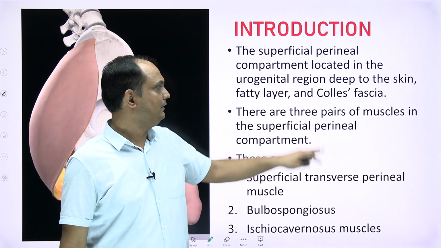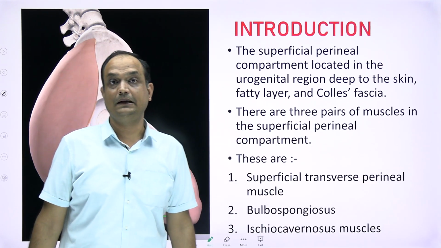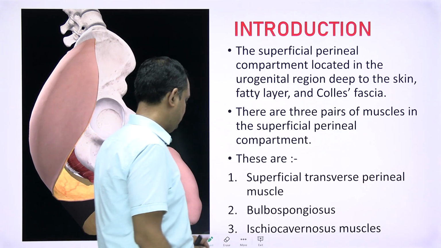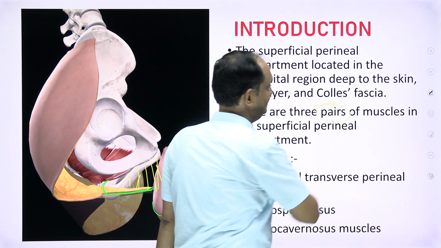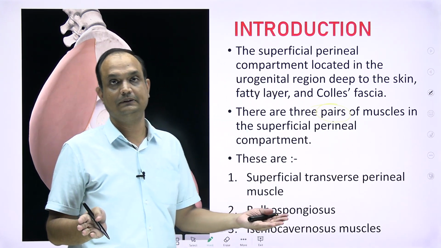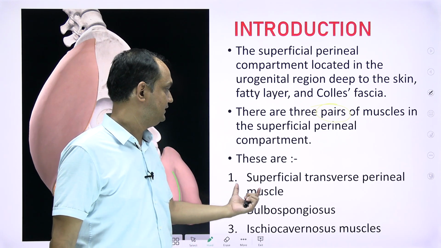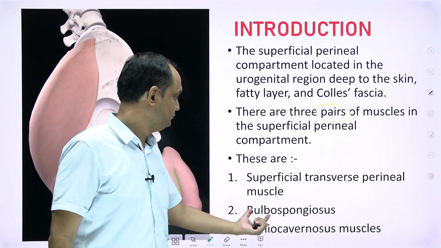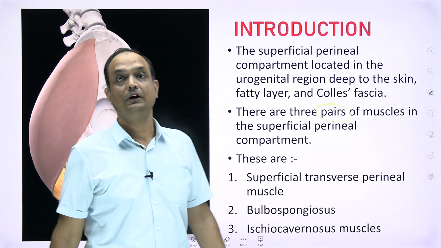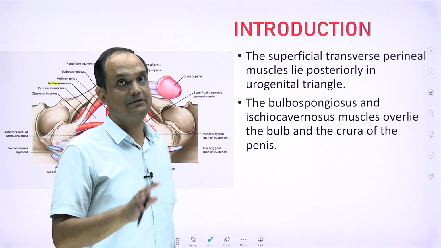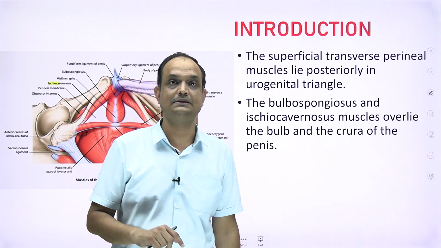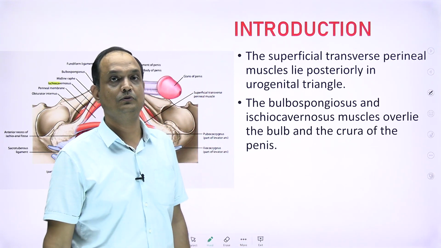There are three pairs of muscles in the superficial compartment. Why are we using the word pair? Because these are right and left muscles. So you will have the right and left groups of superficial transverse perineal muscle, bulbospongiosus and ischiocavernosus. These are the six muscles known as the superficial perineal pouch muscles.